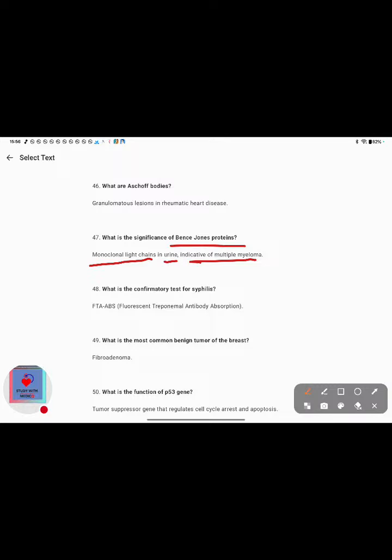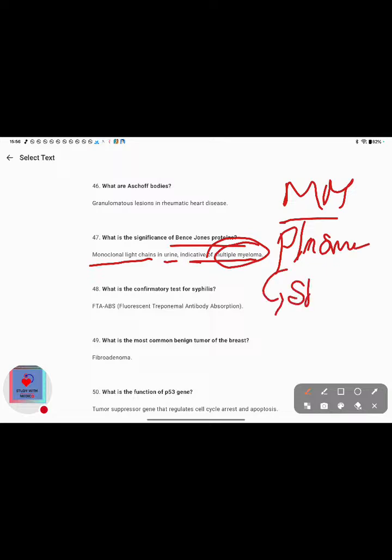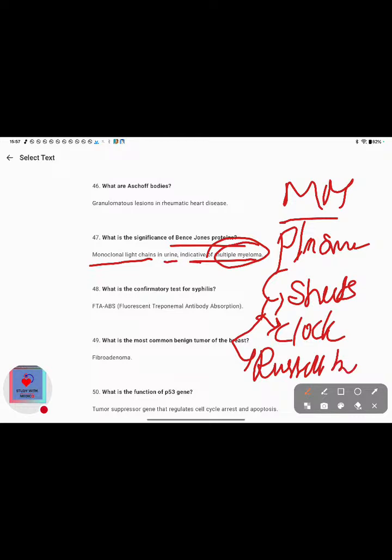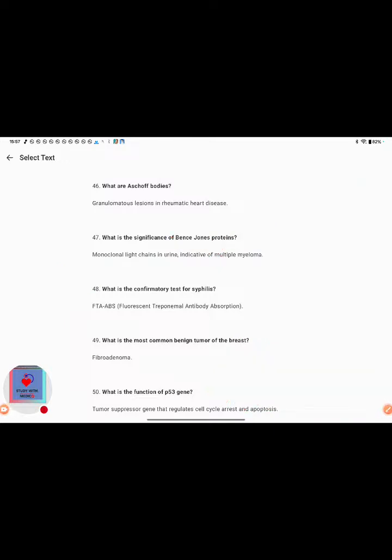So I'll revise the points related to multiple myeloma. Multiple myeloma is a malignancy of plasma cells. In multiple myeloma, there are sheets of plasma cells with clock face nuclei. You will see Russell bodies. These Russell bodies have eosinophilic inclusions, and you will see Bence Jones proteins, that is monoclonal light chains in urine.